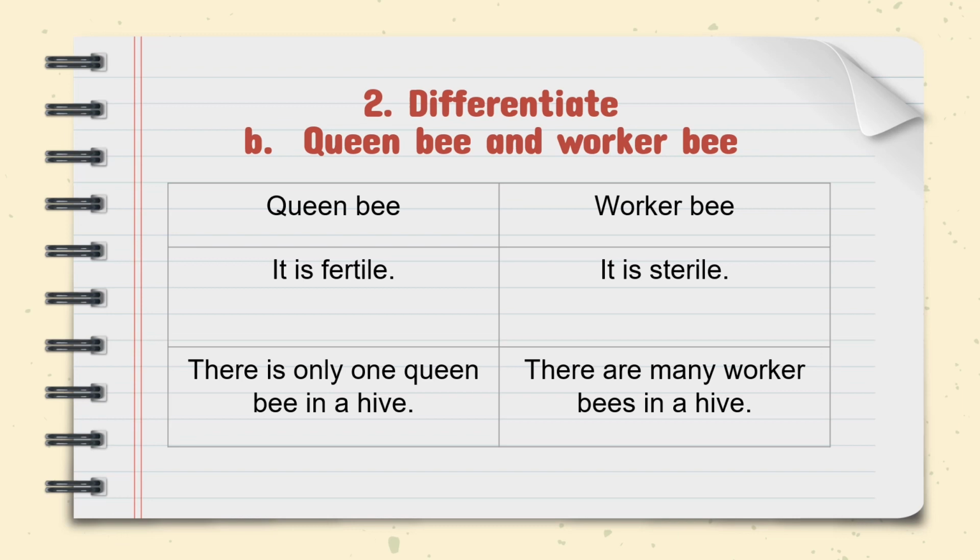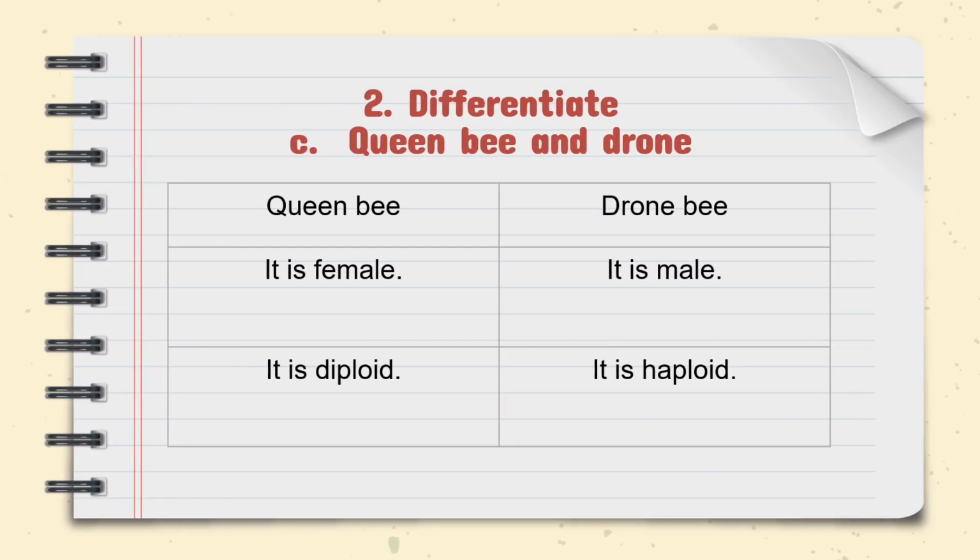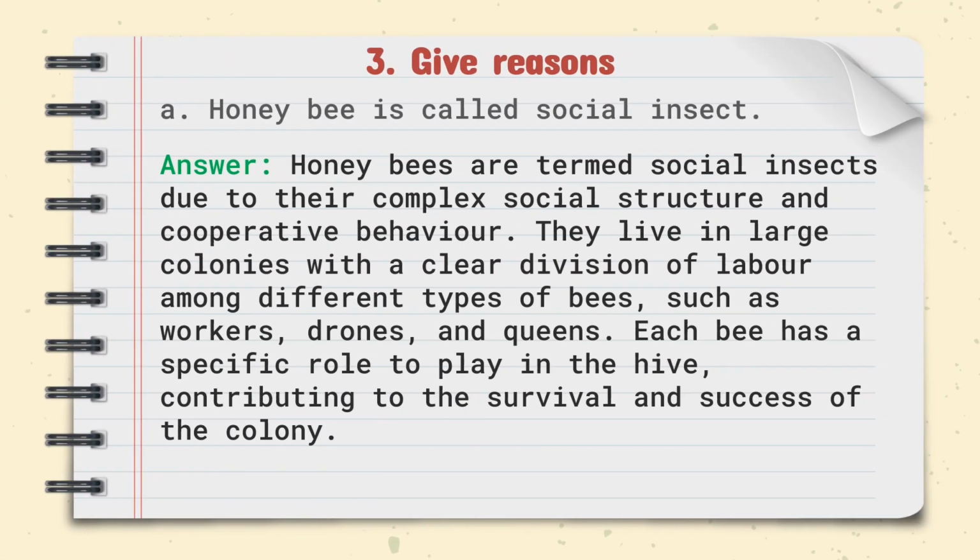2. Differentiate between a queen bee and a worker bee. The queen bee is the only egg-laying female and is larger in size with a longer lifespan. Worker bees are infertile females responsible for various hive duties. 3. Differentiate between a queen bee and a drone. The queen bee is the fertile female responsible for laying eggs, while the drone is a male bee whose primary role is to mate with the queen.